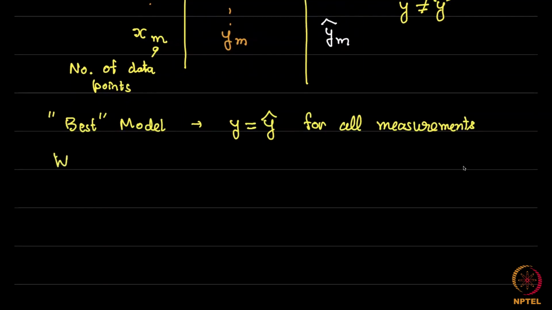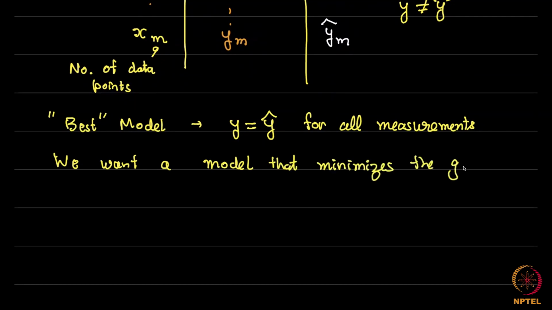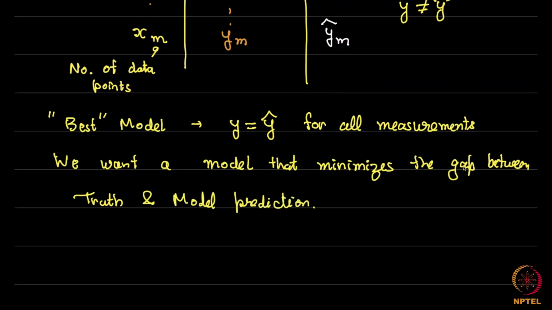So what we want is a model that minimizes the gap between truth and model. Okay. So we want some measurement of what the gap between the truth and the model prediction is.